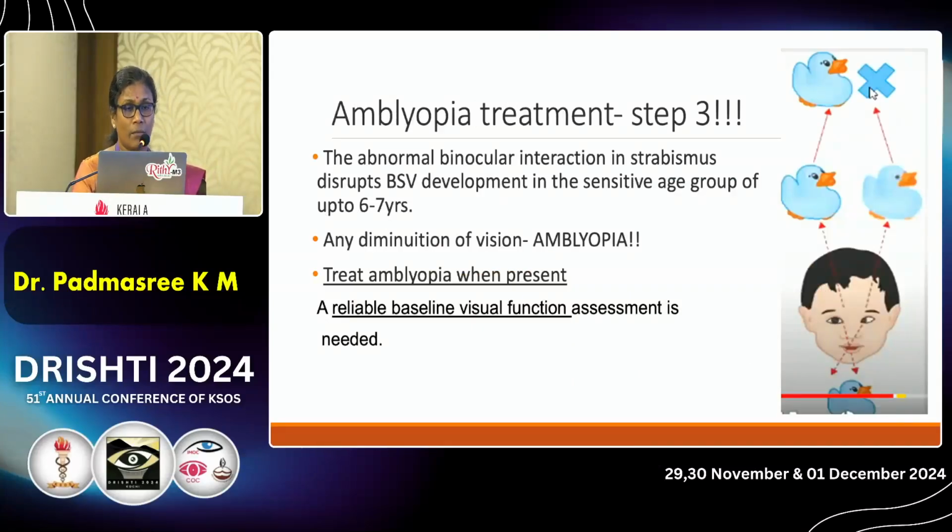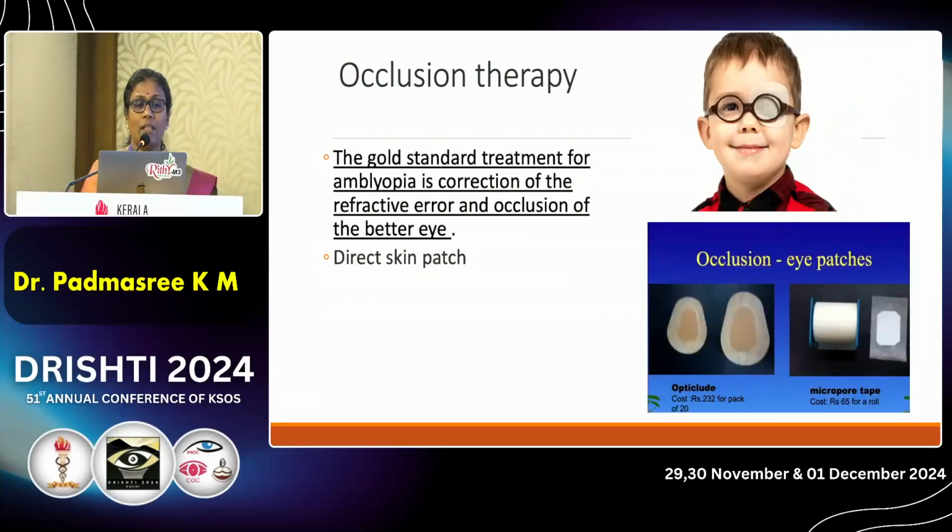Step 3 is our amblyopia treatment. The abnormal binocular interaction in strabismus disrupts BSV development and will suppress the deviated eye. So there will be diminution of vision in that eye. That is amblyopia, and you have to treat amblyopia whenever it is present. So a reliable baseline visual function should be assessed, and the gold standard treatment for amblyopia is correction of refractive error and occlusion of the better eye.